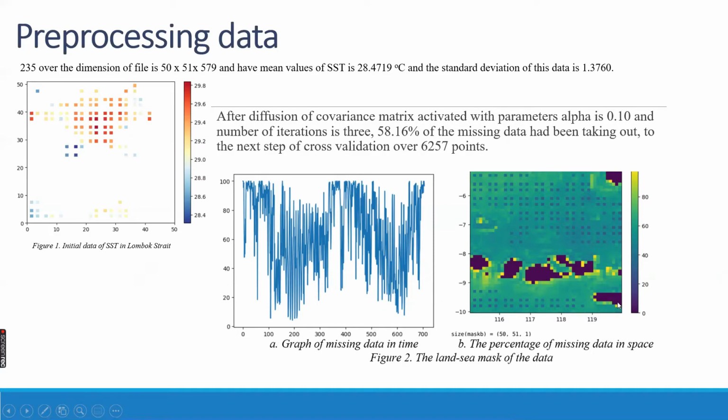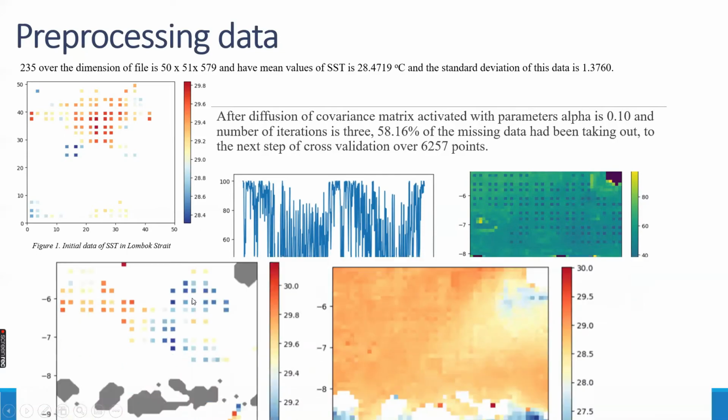And if we take a look at the missing data in space, the color shows how huge the percentage of missing value is, where most of the missing value is in the coastal area. For the ocean area, it is still less than 10% of the missing value. So it can be said that 58.16% of the missing data can be taken out to do the next cross validations in order to fill in the gap of the missing value in this reconstruction model approach.